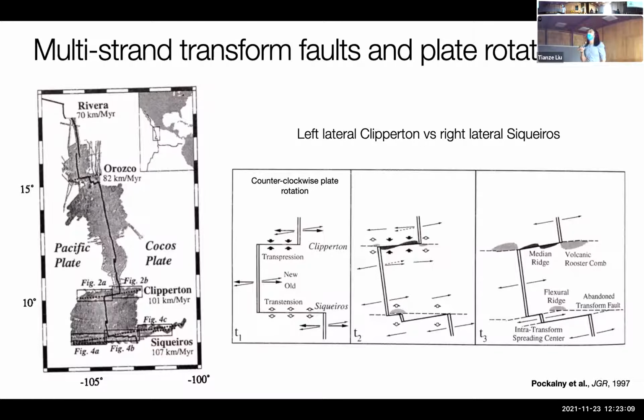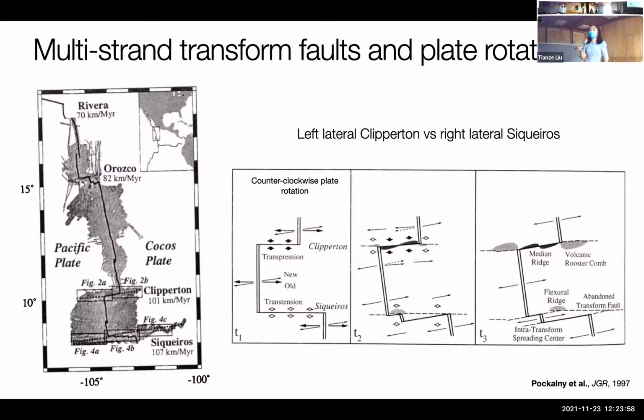For example, a counterclockwise plate rotation along the East Pacific Rise will cause transpression along the Clipperton transform fault, but transtension along the Siqueiros. The transpression will generate a median ridge along the fault trace, and the transtension will create space along the Siqueiros and generate forces to split it into multiple segments. And this theory has been used to explain the generation of those multi-strand transform systems.